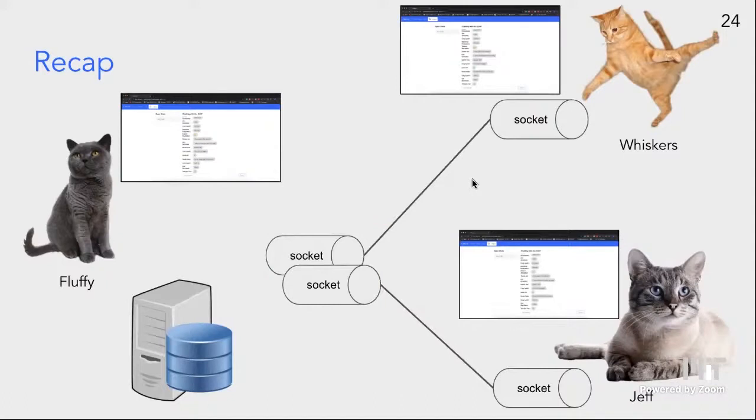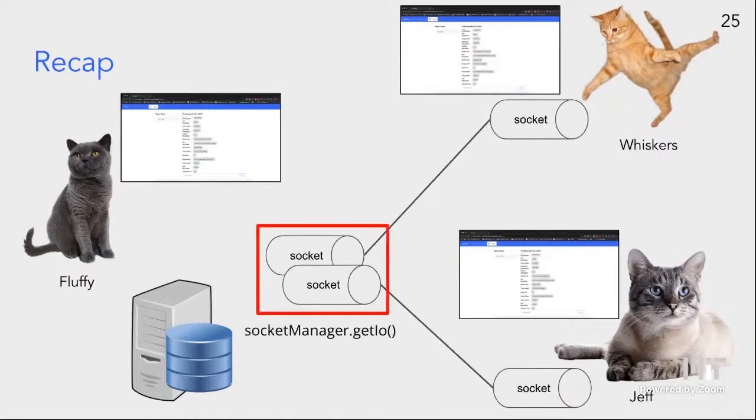Now, if you notice here, each client, in this case, Whiskers and Jeff, has only one socket, whereas the server here has to manage the sockets for every single client. So in order to make this a little simpler for you guys, we bundled this up into something called Socketmanager.getIO. Socketmanager is just some code that the staff has written for you. It'll be available in the skeleton that you've hopefully had a chance to download, or no worries if you haven't yet. And getIO will allow you to access all those sockets.